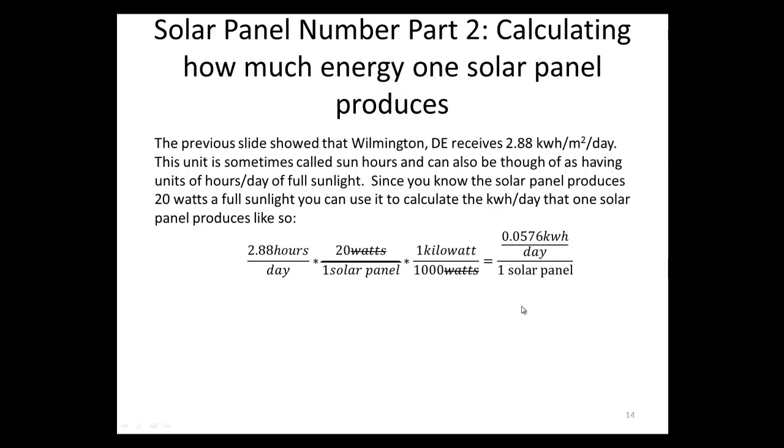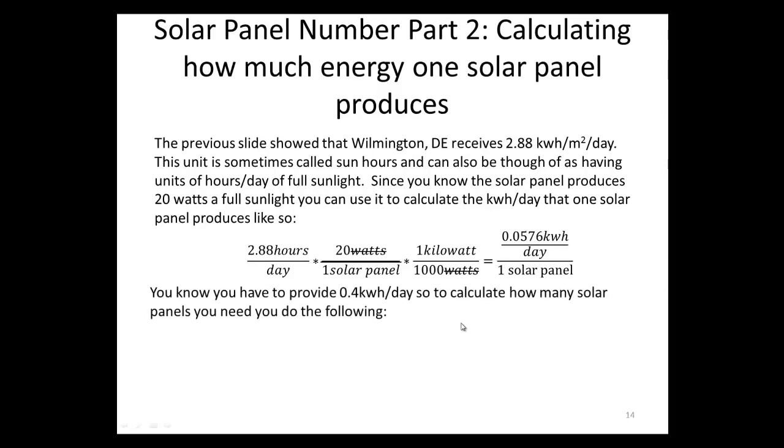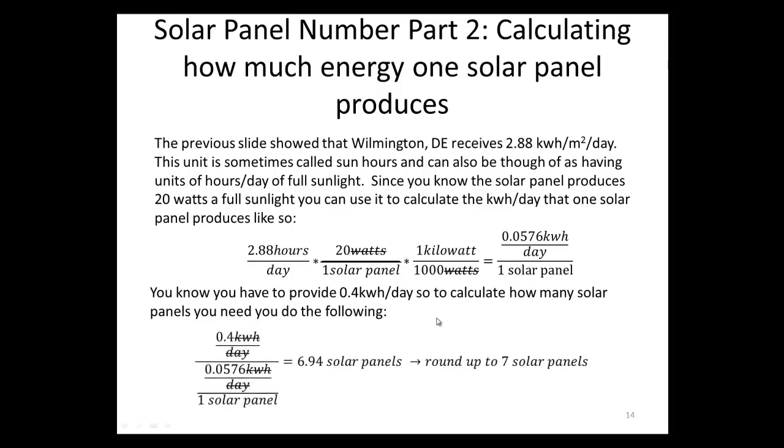So then we need to figure out how many solar panels we need to produce what we need. So we know we have to provide, from the previous step, 0.4 kilowatt hours per day. So to calculate how many solar panels we need, we do the following. We take 0.4 kilowatt hours per day, because that's what we need, and we divide by 0.0576 kilowatt hours per day for one solar panel. And this gives us an answer of 6.94 solar panels. Now obviously we can't have 6.94 solar panels, so we round up, and we need 7 solar panels.